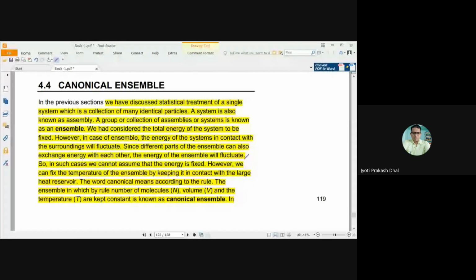Okay, so we'll continue. Here we'll discuss what is canonical ensemble.